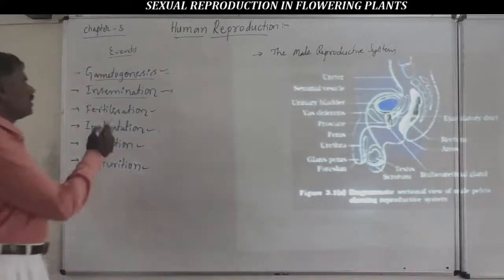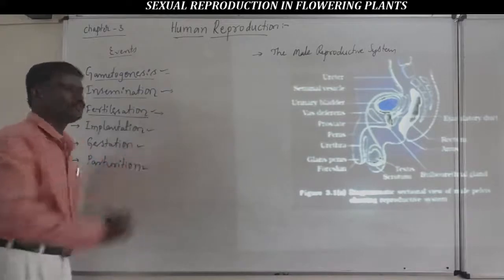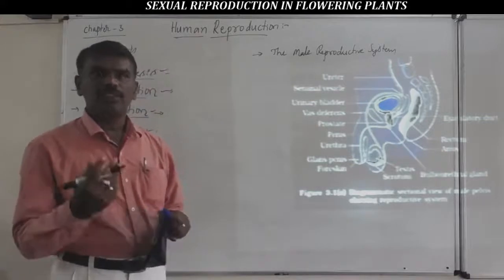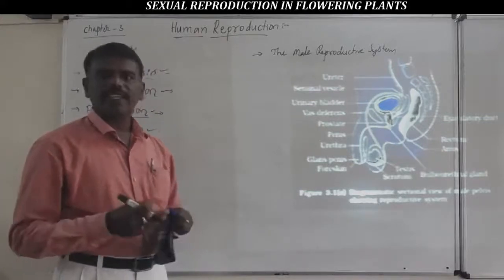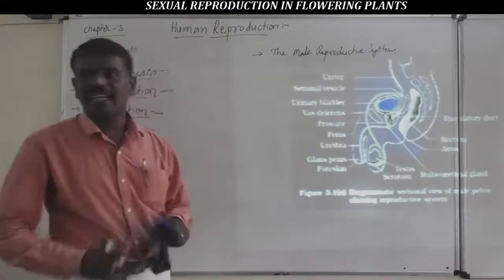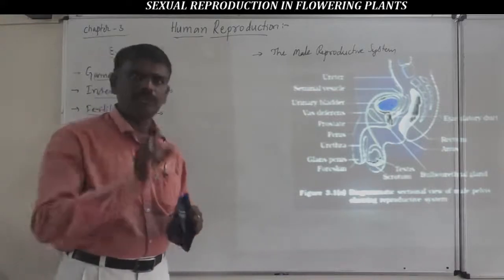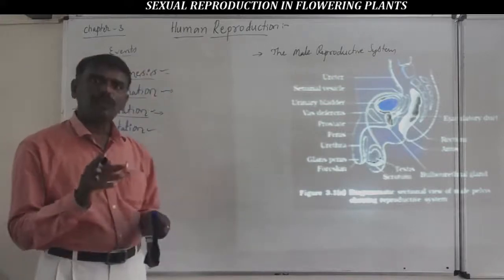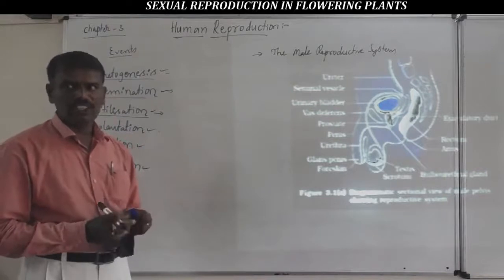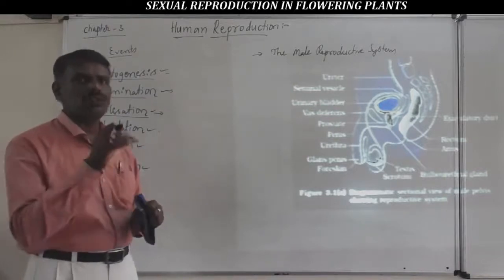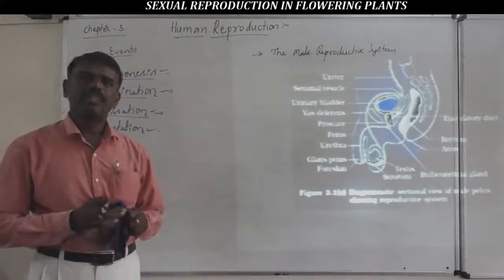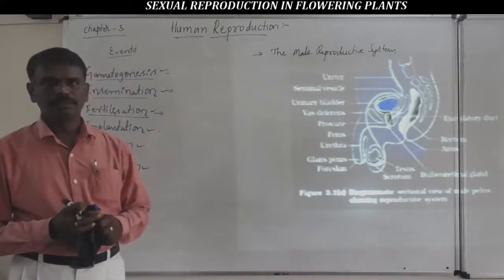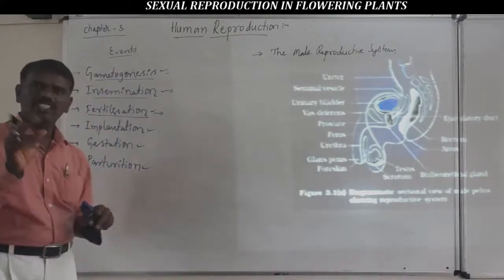The next event is fertilization. Here, the first one, gametogenesis, is the formation of gametes. The second one is the transfer of sperms into the female genital tract, where the seminal fluid enters the uterus of the female reproductive system. When the seminal fluid enters the uterus, the sperms present in it swim towards the oviduct, where the egg is moving from ovary to uterus. During this, fertilization occurs.